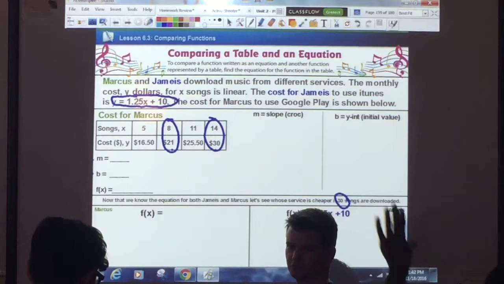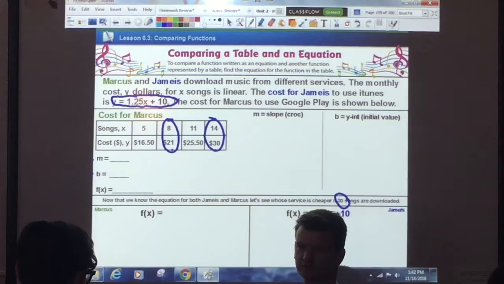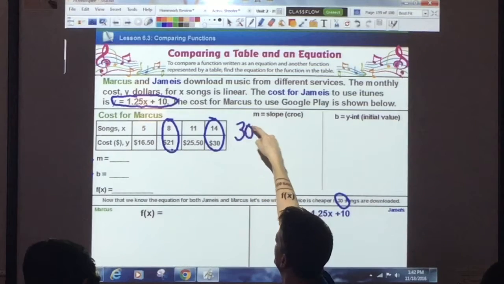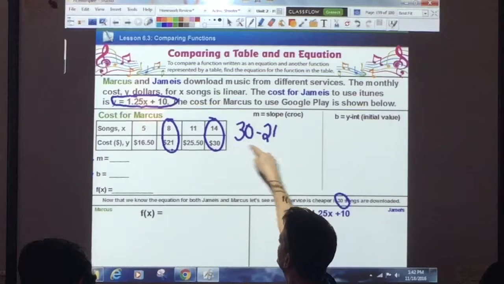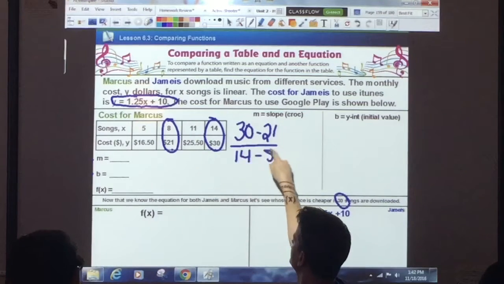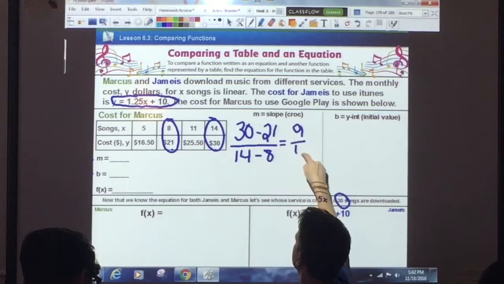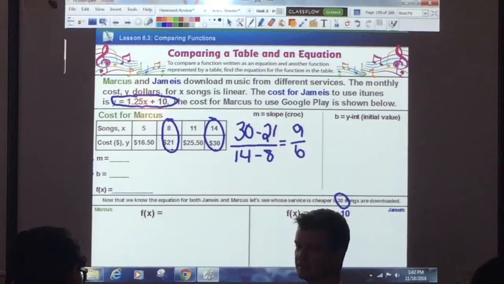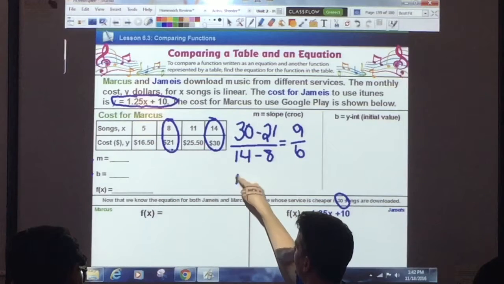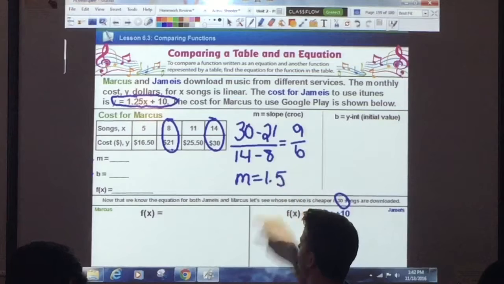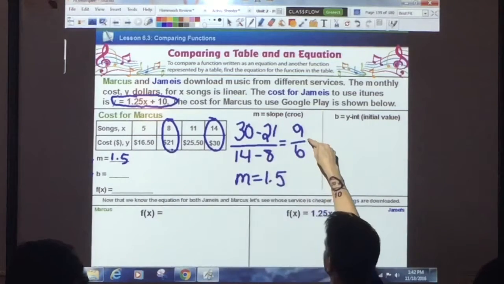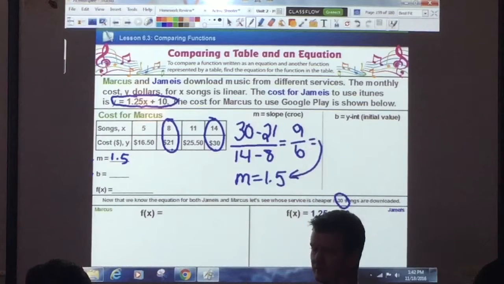Anybody want to help them out? What's y2? Anybody? Class, what is it? 30. It's the larger of the y values. So 21 and 30 is going to be 30 minus y1, which is 21, over x2 minus x1. So 14 minus 8, that's going to give me 9 over 6. I will divide, because this is dollars and cents, I will turn it into a decimal. My m for this is 1.5. So I found the m, 1.5. 9 divided by 6 becomes 1.5.